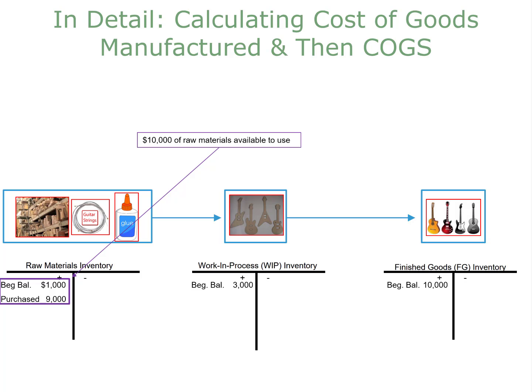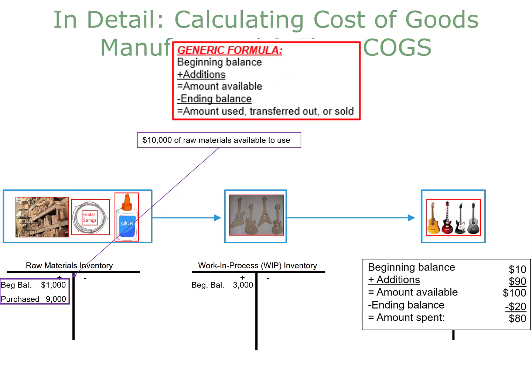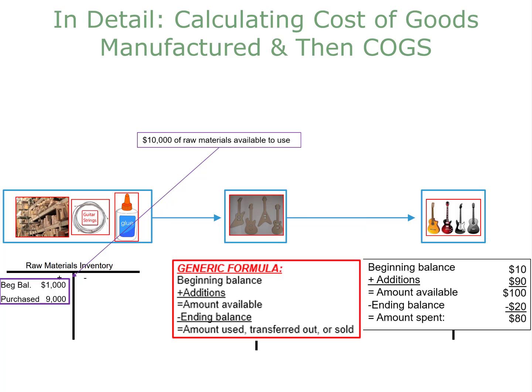Does taking the beginning balance of something and adding the additional amount to get the amount available sound familiar? It should. This is the same formula we used earlier to see how much a college student spent over the weekend. If you remember, she started with $10, got paid $90, and this gave her $100 available to spend. She ended the weekend with $20, so we subtract that from the $100 available to get the amount spent. So she must have spent $80. So we will be using this generic formula, which we've seen before, to determine the amount used, the amount transferred out, or the amount sold, depending on the inventory account.